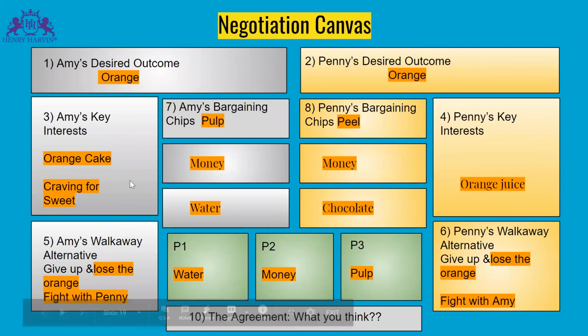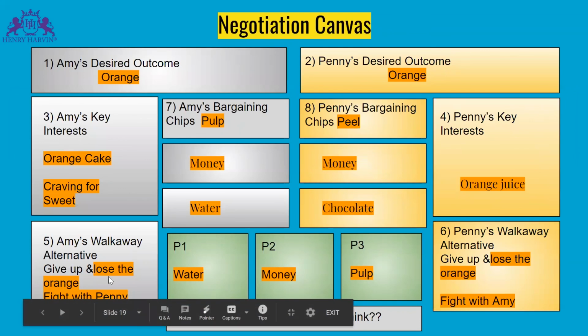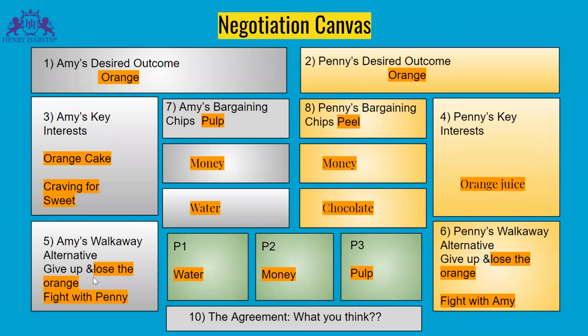So now what is the walkaway alternatives? So you may either decide to give up and lose the orange, or you may fight with Penny. So if I decide to give up and lose the orange, I'm going to compromise, or I'm going to just avoid, or I'm not going to get what I want. I've lost the negotiation, basically.